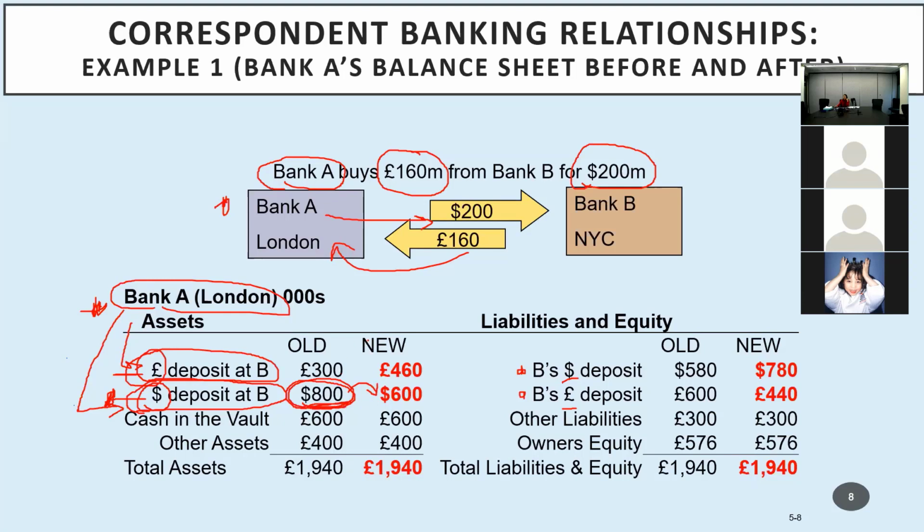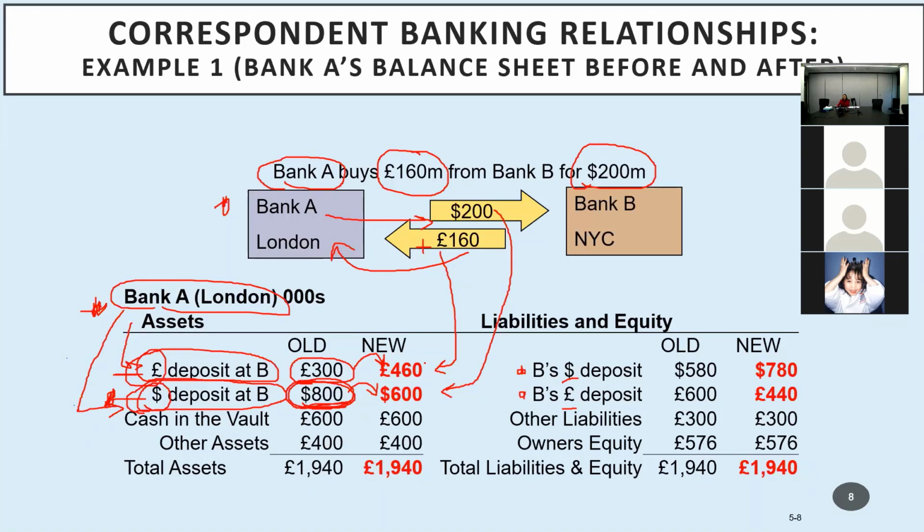At the same time, because they received the pounds from Bank B, their pound asset would increase by 160 million pounds. Does that make sense here? So every time when you see an inflow in a currency, it will increase your asset. At the same time, if you have an outflow of a certain currency, it will decrease your asset.